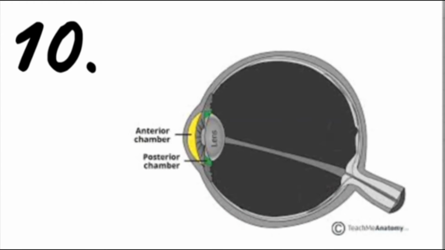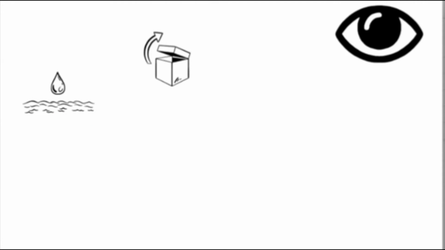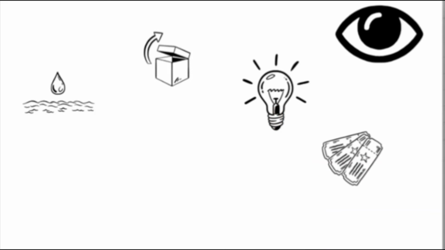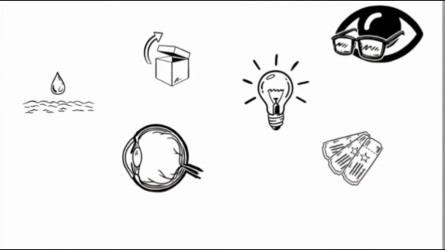Number 10. Anterior and posterior chambers. Fluid fills most of the inside of the eye. The chambers in front of the lens, both the anterior and posterior chambers, are filled with a clear, watery fluid called aqueous humor. Light passes through the cornea and the pupil at the front of the eye and is focused by the lens onto the retina at the back of the eye.